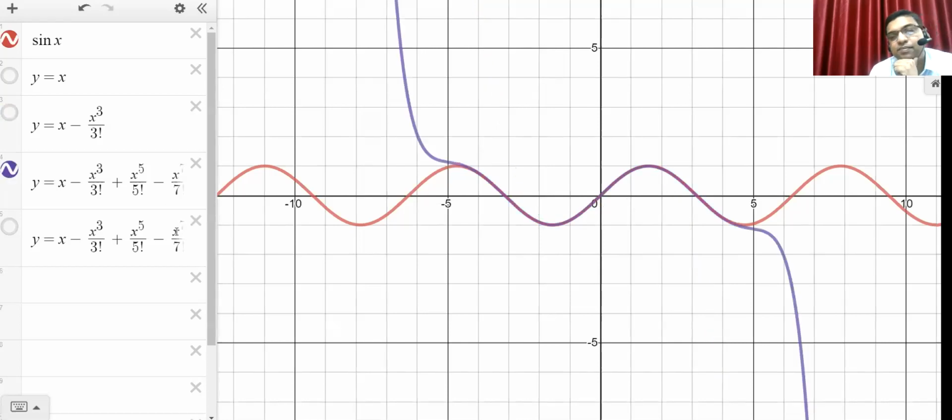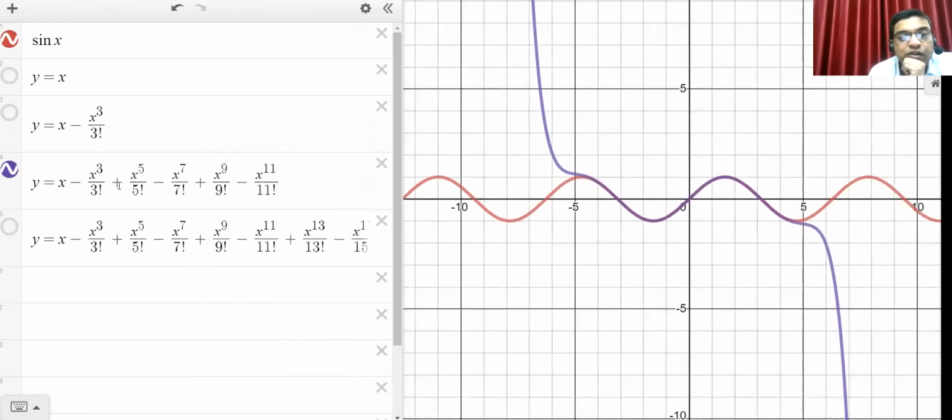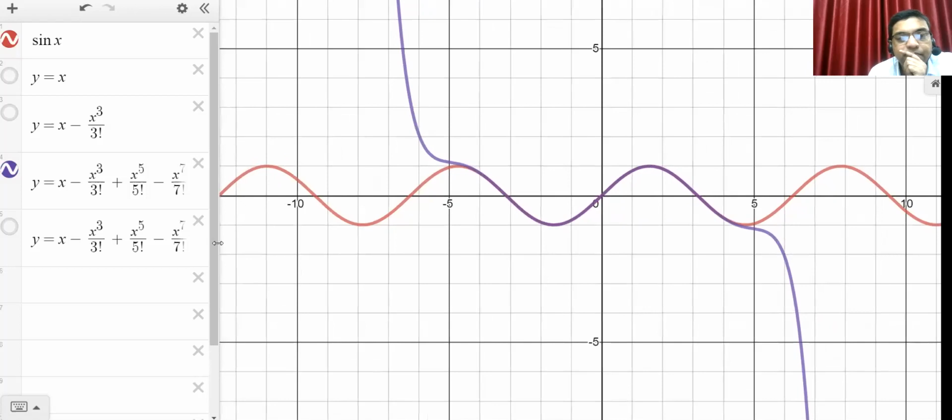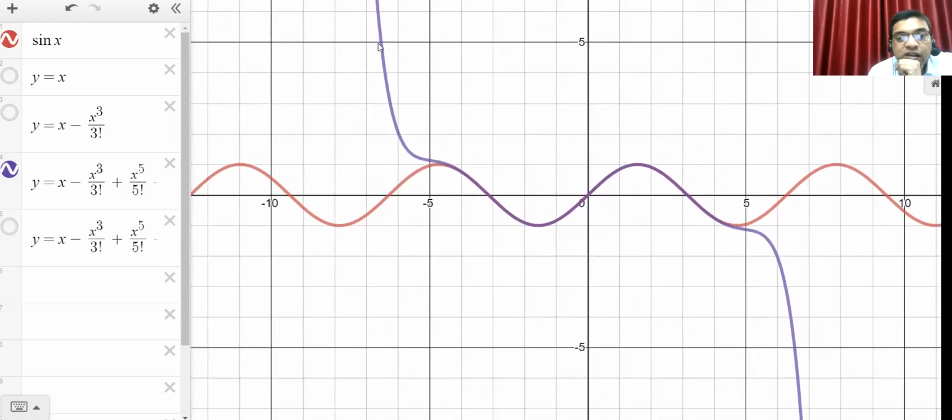Next, I have increased the number of terms to 1, 2, 3, 4, 5, 6 terms. Now you see this polynomial is overlapping so much with the sine graph. I go to the next. Keeping this, I go to the next. Now another 3 terms I added. So now I see this is completely coinciding with the sine graph up to here. So as you increase the number of terms to infinity in the series, the graph of that series will completely coincide with sine.